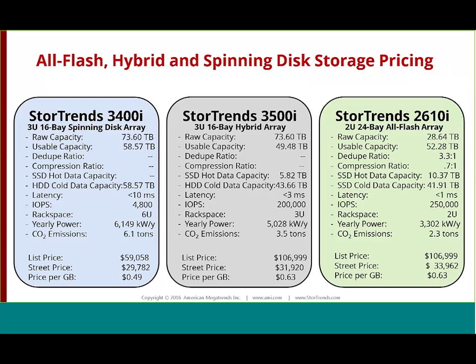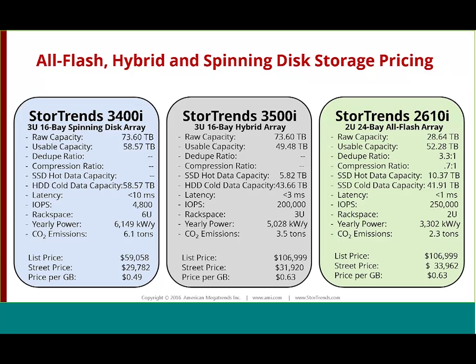You'll see it started with 73.6. After RAID and the operating system, the usable capacity came down to 58.57. The latency is somewhere around 10 to 15 milliseconds, and it's going to generate about 4,800 IOPS. It's a 6U form factor. We had to put a SAS head with an NL SAS expansion shelf underneath it, so it's two 3U boxes that make up the 6U. It's roughly 6,100 kilowatts per year in power, and generates about 6.1 tons of CO2 emissions.